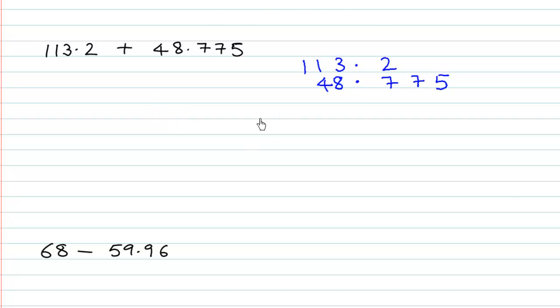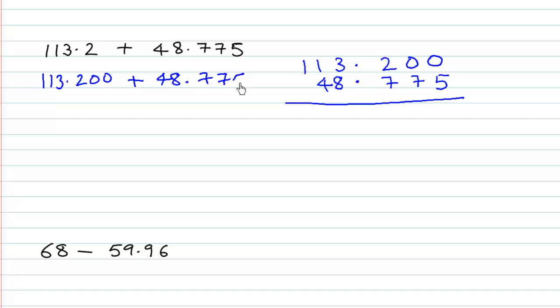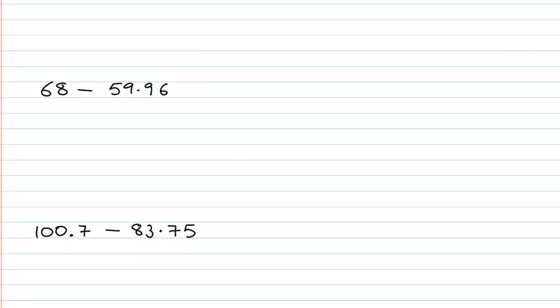So let us see how we are going to add this. You can place two more zeros so that we have the same number of decimal places after the decimal point. So we are going to convert this 113.2 as 113.200, and then we are going to add 48.775. So 0 plus 5 is 5, 0 plus 7 is 7, 2 plus 7 is 9, point, 8 plus 3 is 11, 1 carry, 4, 5, 6, and 1. So the answer to this is 161.975.